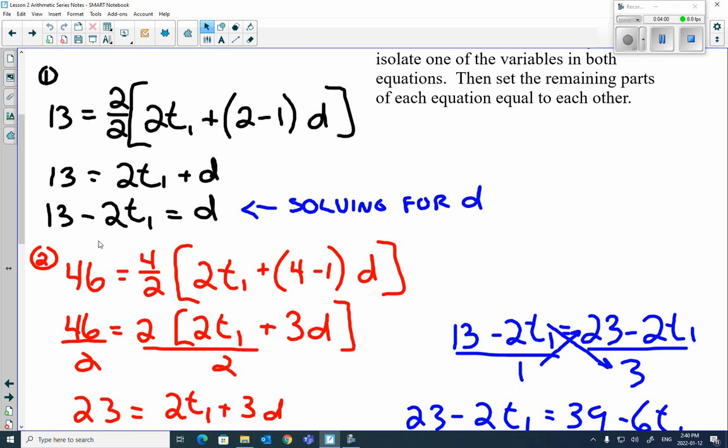So what we do is we're going to rearrange this first one so D is by itself. To get rid of the 2T1, it's positive, so we move it to the other side. We end up with negative 2T1. Okay, so this equals D. So just remember that.